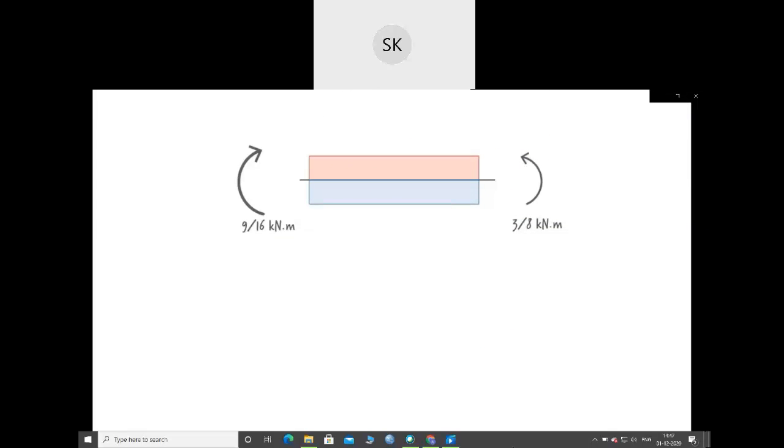Let's show the compression and tension forces acting on the fibers this way. Since the left end moment is larger than the right end moment, compression and tension forces at the left end are going to be larger than their counterparts at the right end. I'm going to refer to the total compressive force at the left side as Q, and use R for the total compressive force at the right side. So Q is greater than R. Also, let's use M and N for the total tensile force at the left and the right sides, respectively. Then M is greater than N.